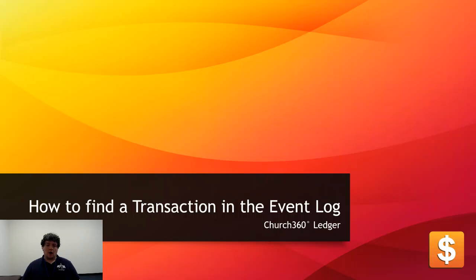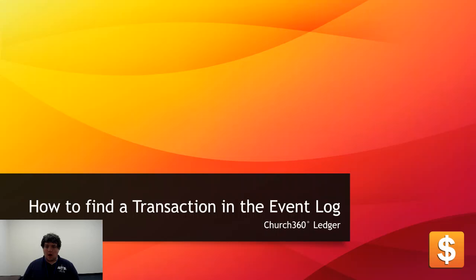Today I'm making a short video that's going to walk you through how you can find a transaction in your event log. Now there's a few different reasons you might need to do this. You might want to know, for example, who entered a particular transaction. Or the transaction says it was recorded for this particular date, but that might not match the date it was actually entered in Church360 Ledger. There can be a discrepancy on that. So you might be trying to track down when the transaction was actually entered into Church360 Ledger. Either way, the event log is going to let you track down this information, but there's a few steps you'll have to go through in order to be able to pull up that transaction in your event log, and that's what this video is going to walk through today.